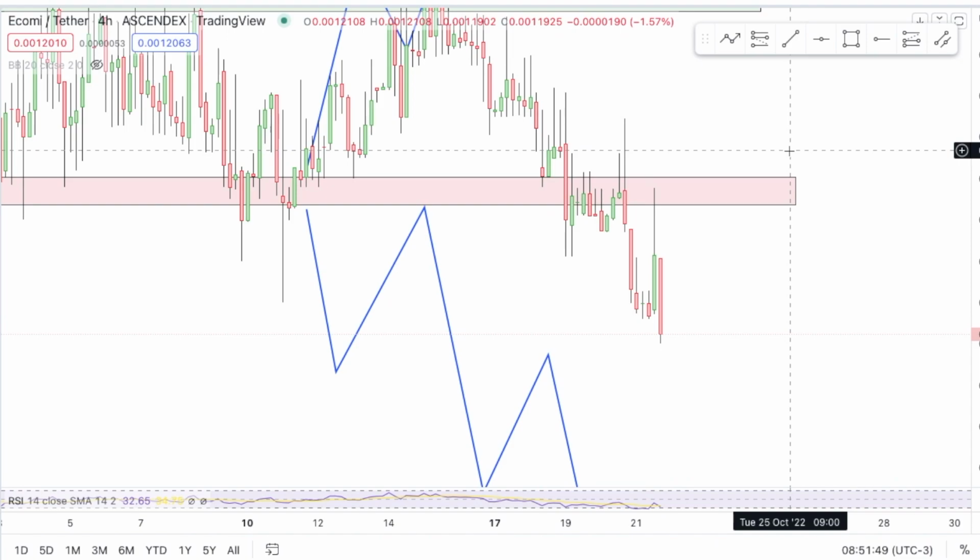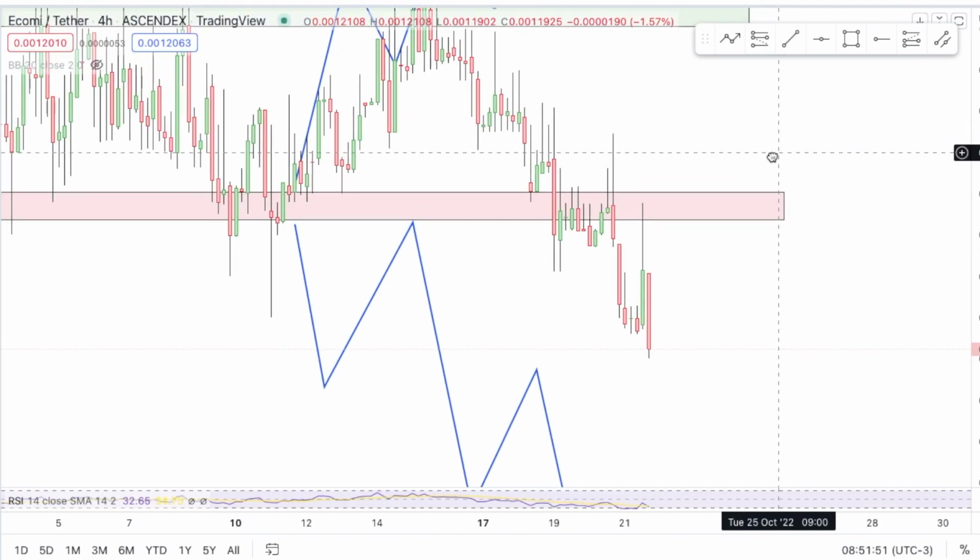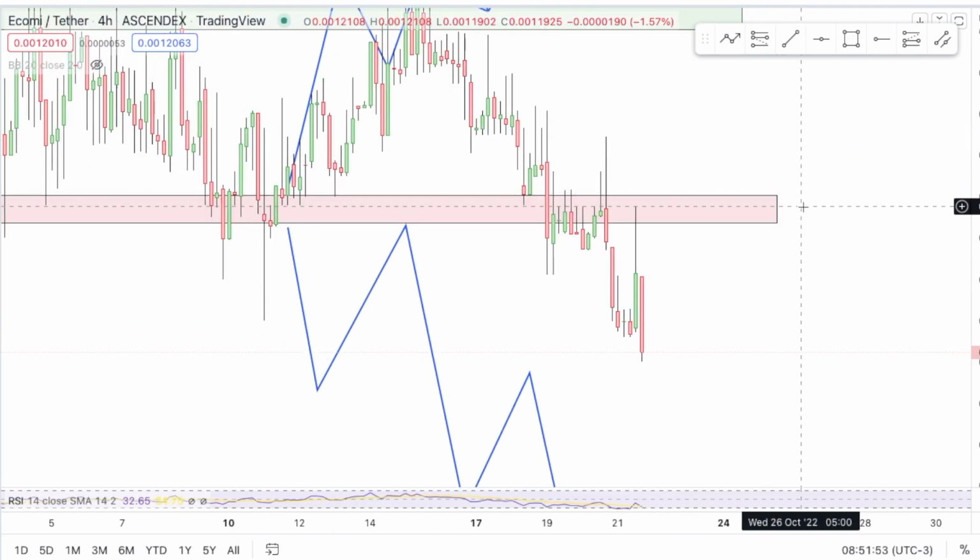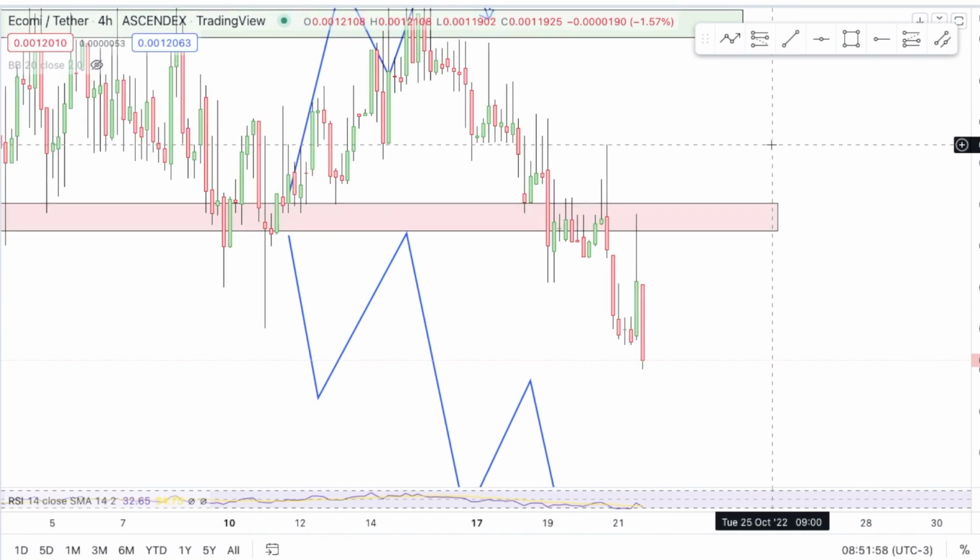Today we're going to look at the Omi token on the 4-hour chart. So it's really cool, guys. We're seeing a key level break at 0.0012. Very good structure.